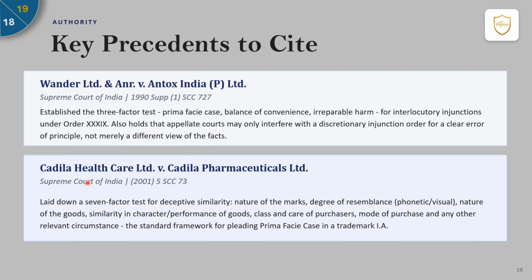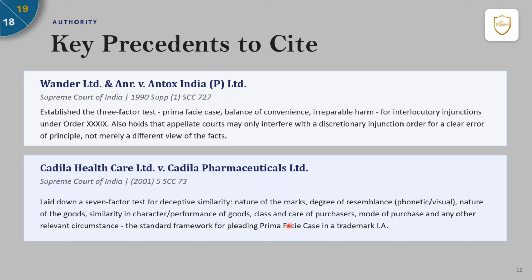And the second is Cadila Healthcare versus Cadila Pharmaceutical, 2001. This was a passing off dispute between two pharmaceutical companies over the marks Falcigo and Falcitab, both anti-malarial drugs. In this case, the Supreme Court laid down seven factors for assessing deceptive similarity. The seven factors are the nature of the mark, the degree of resemblance, the nature of the goods, the similarity in character, the class and care of purchasers, the mode of purchase, and any other relevant circumstances.